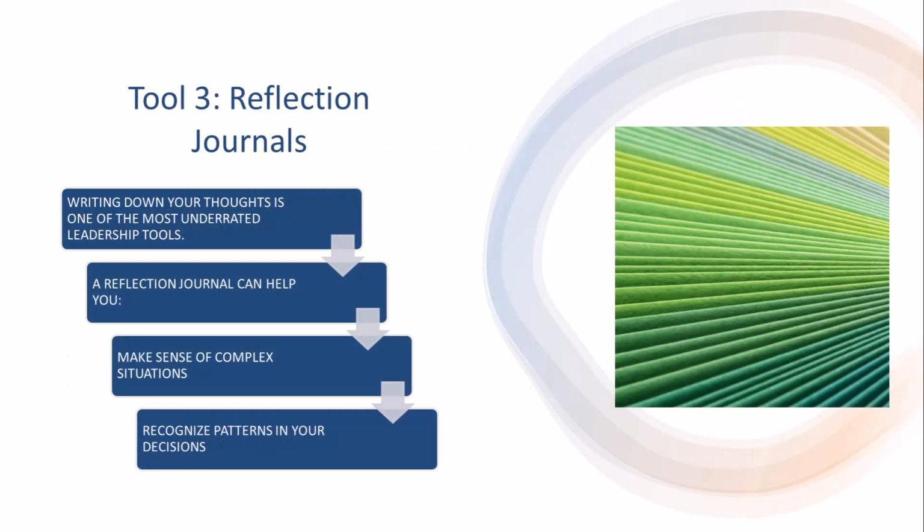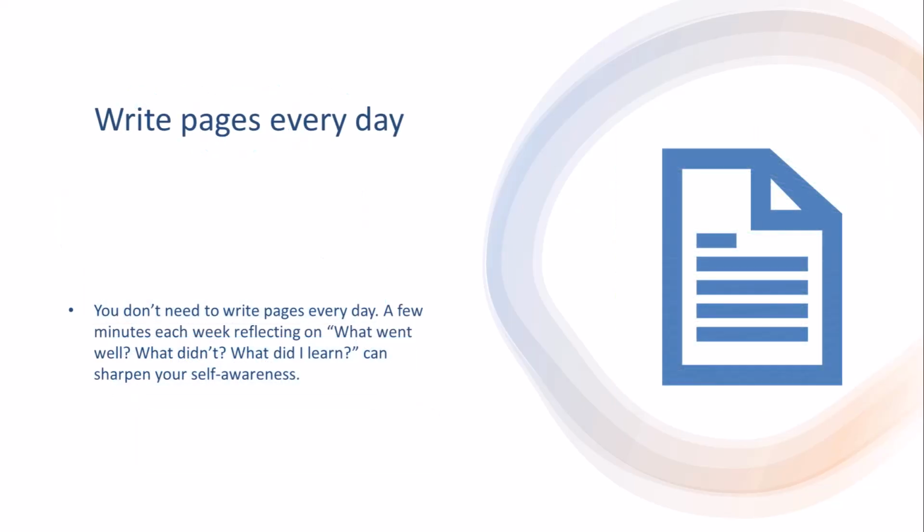Writing down your thoughts is one of the most underrated leadership tools. A reflection journal can help you make sense of complex situations, recognize patterns in your decisions, process emotional responses to setbacks, and track your growth over time. You don't need to write pages every day. A few minutes each week reflecting on what went well, what didn't, and what did I learn can sharpen your self-awareness.